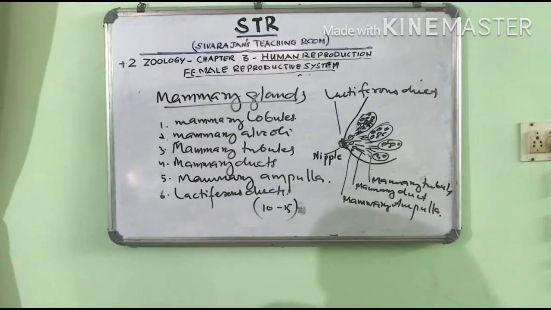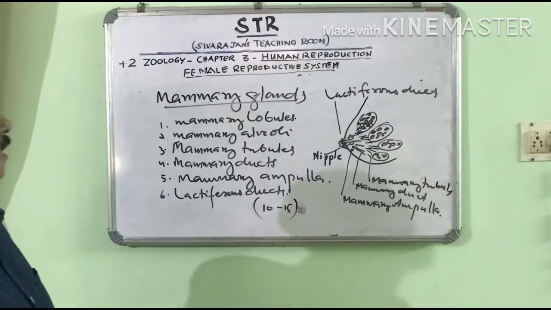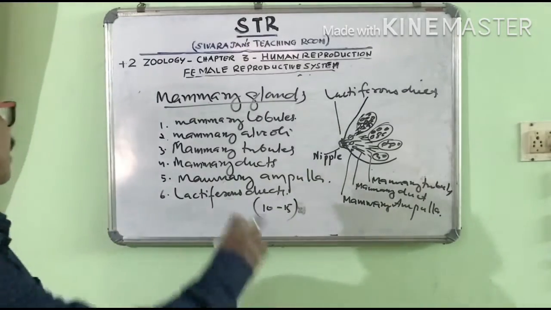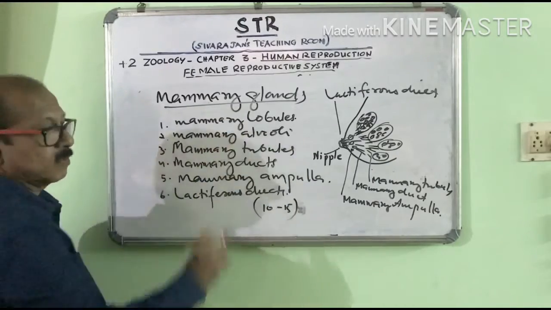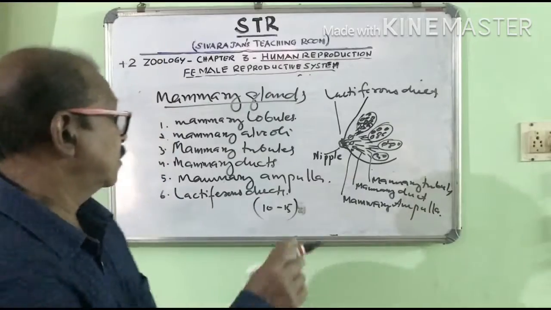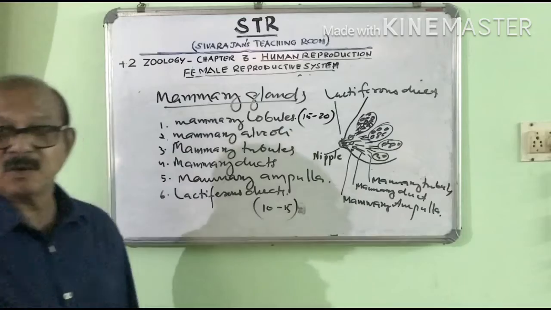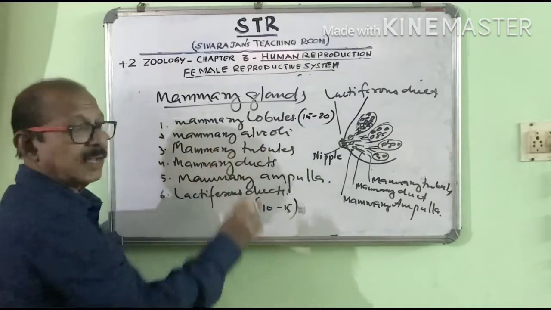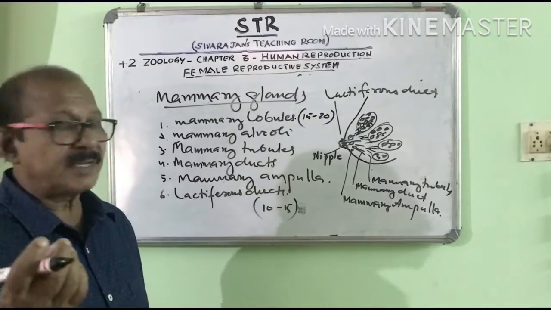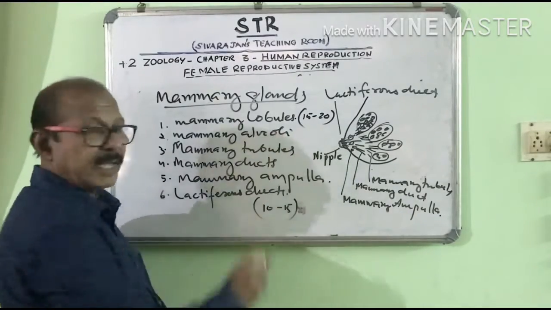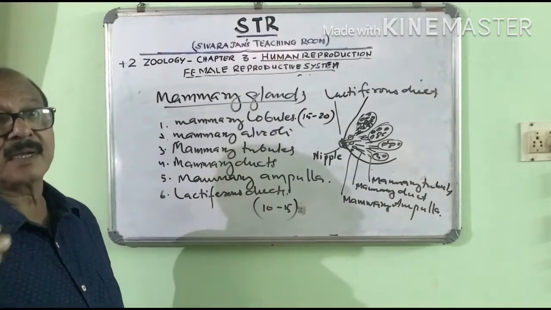So the mammary glands are seen in pairs. They produce a secretion called milk. It is a rich food, and each mammary gland has got the following parts. The mammary lobules. Each mammary gland has got 15 to 20 mammary lobules, and each mammary lobule has thousands of small cavities in it. That is the mammary alveoli, and it is the mammary alveoli that produce the milk and store it.